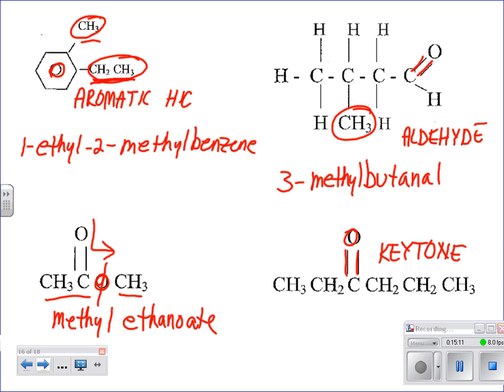And 1, 2, 3, 4, 5, 6. So it's going to be a hexanone with, if I count starting with my carbon on the left side, I can get it to be a 3-hexanone. I don't want to start at the right side. That would give me a 4-hexanone, which would be incorrect.